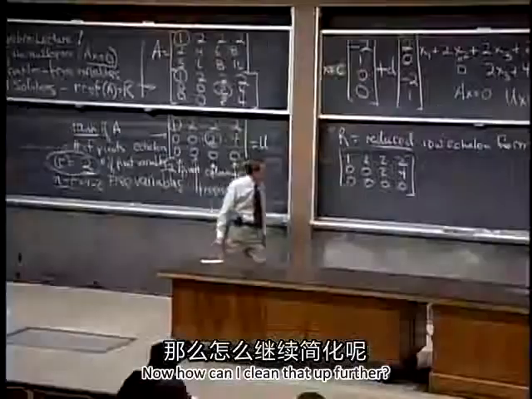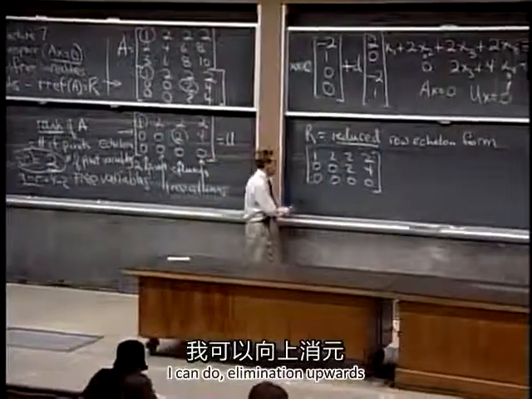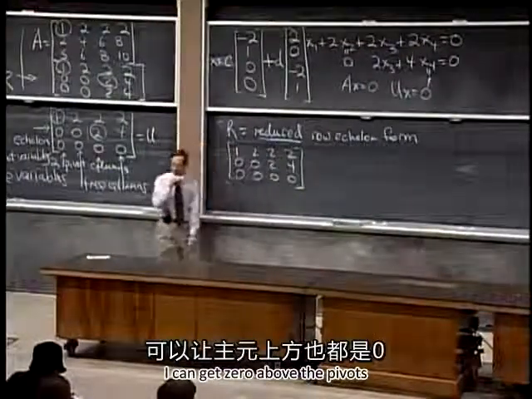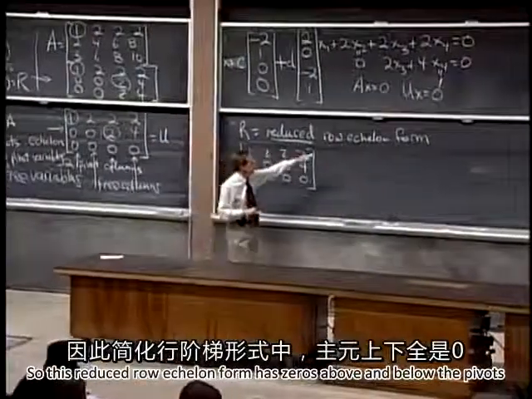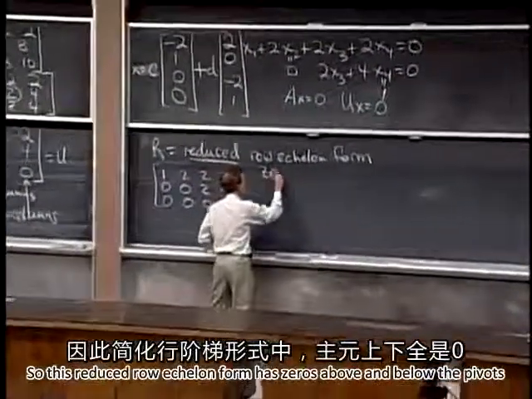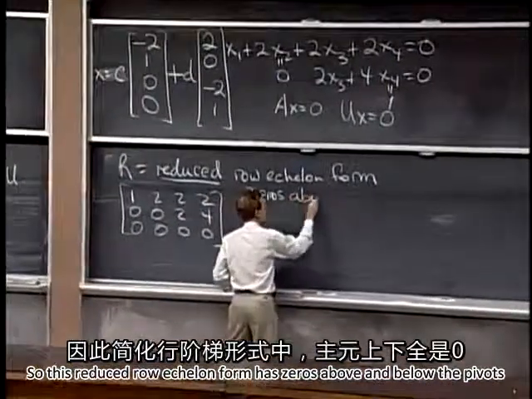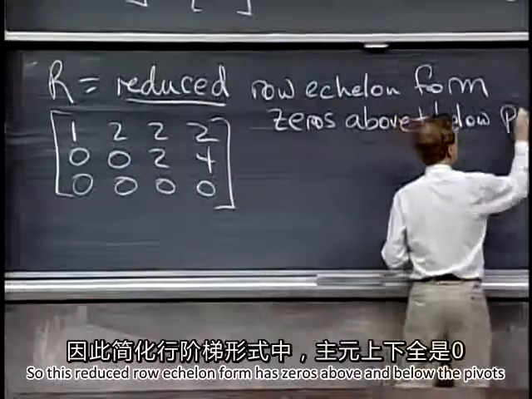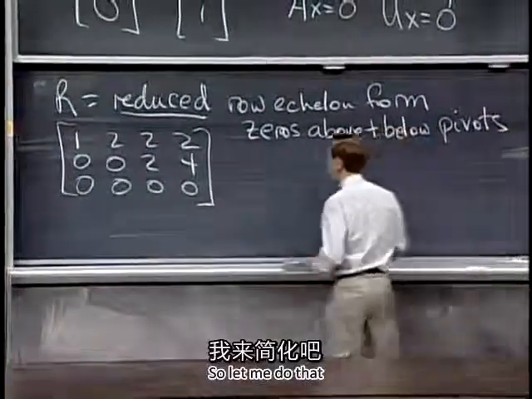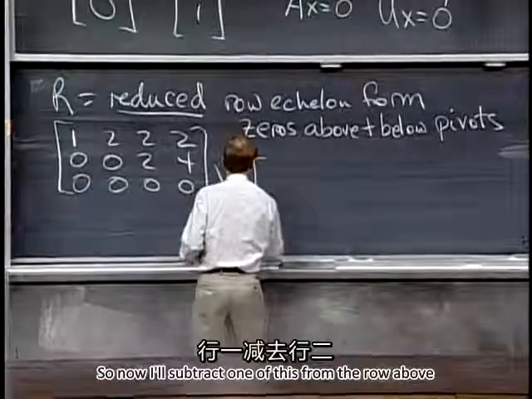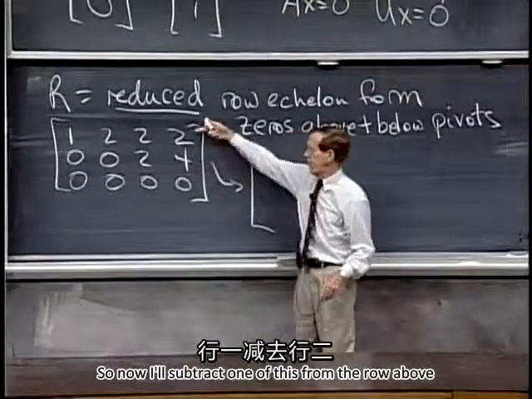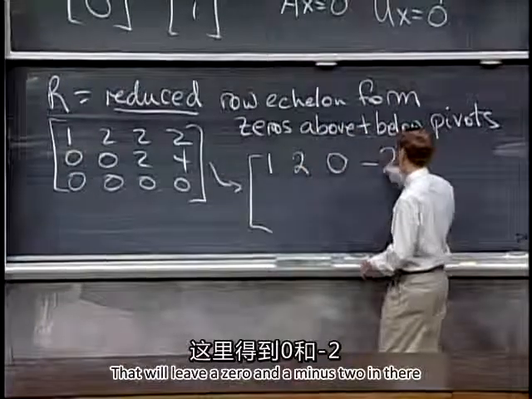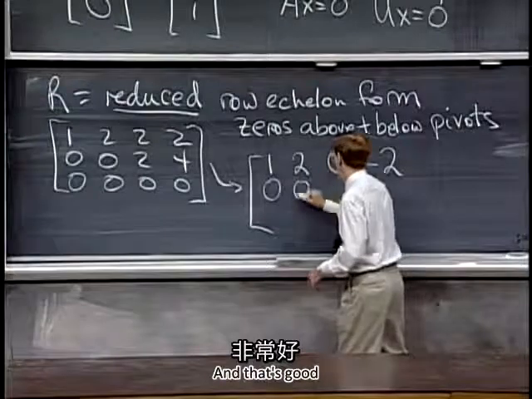Now, how can I clean that up further? I can do elimination upwards. I can get 0 above the pivots. So this reduced row echelon form has zeros above and below the pivots. So let me do that. Now I'll subtract 1 of this from the row above. That will leave 0 and a minus 2 in there. And that's good.